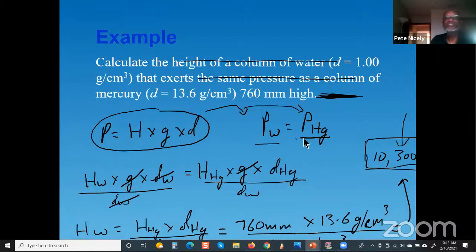The next thing I'm going to write down is an equation which basically states that the pressure of the water is equal to the pressure of the mercury column. And the reason why we say that is because that's what the question says. It says that the water column exerts the same pressure as the mercury column. So that's why I wrote this down.